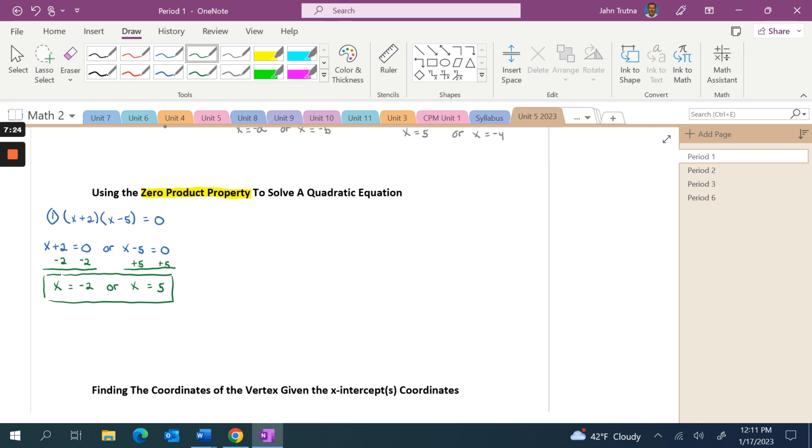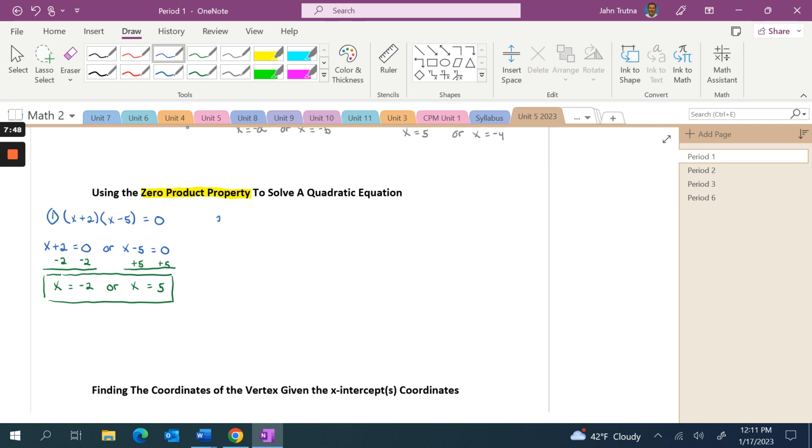And once again, the word or means it's inclusive, which means that my answer could be negative 2, or it could be positive 5, or it could actually be both negative 2 and positive 5. But in order to properly show your answer, you have to show both solutions and put the word or in between them.